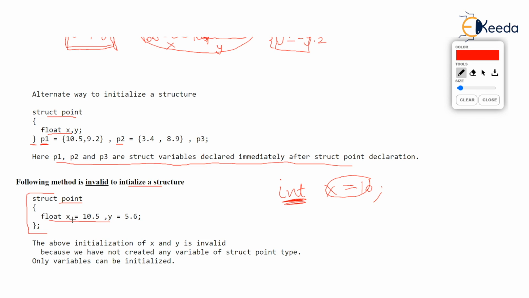So the above initialization of x and y is invalid because we have not created any variable. So when you create a variable like p1 of point type, p1 has x and y, two members, and x and y of p1 can be initialized. Okay, that's it. More on this structure, more in detail we will learn about structures in the next video.